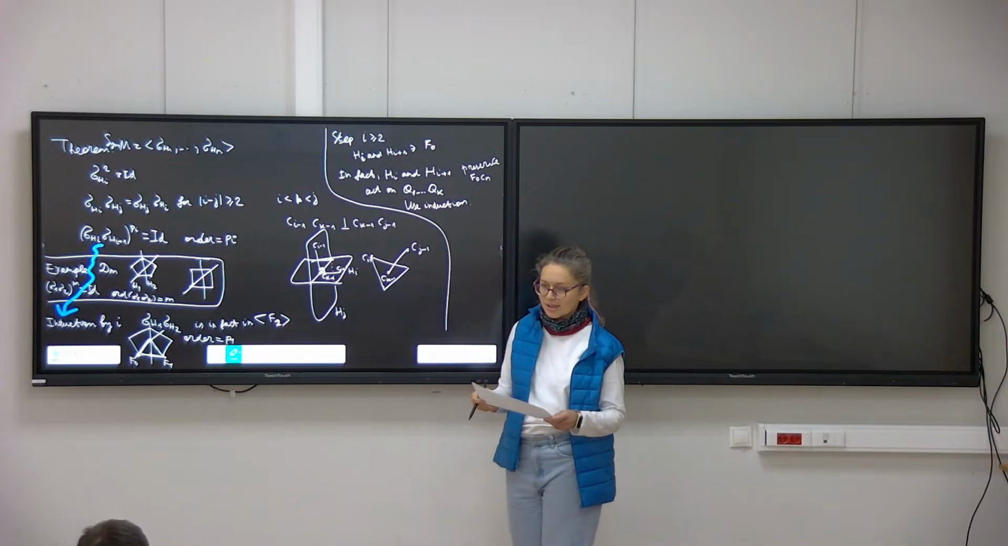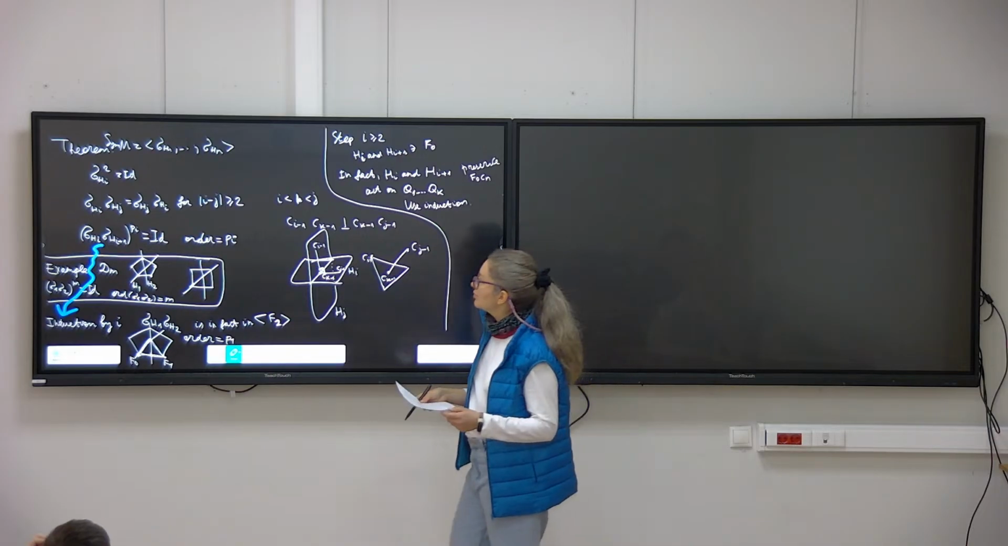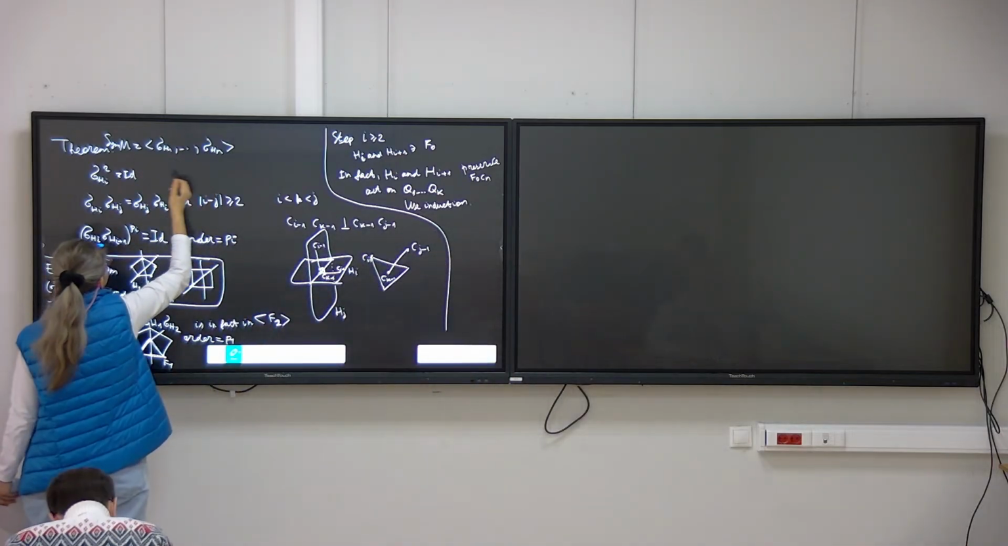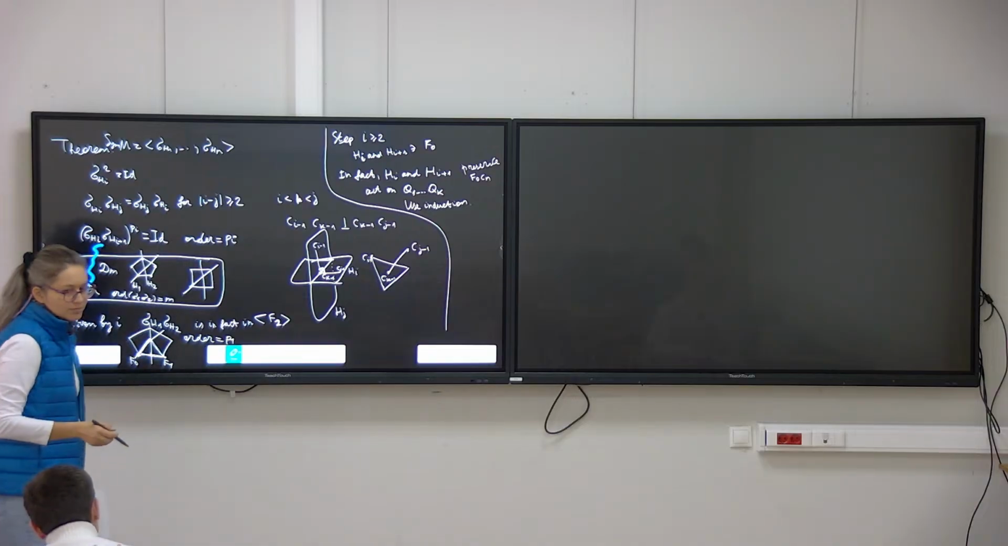By induction we are done, and we have proved that Sim M is generated by these n symmetries with the following relations.